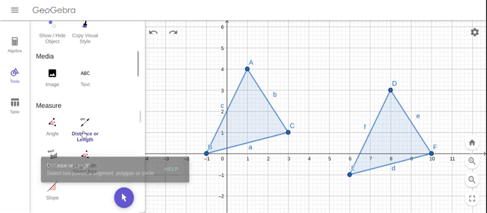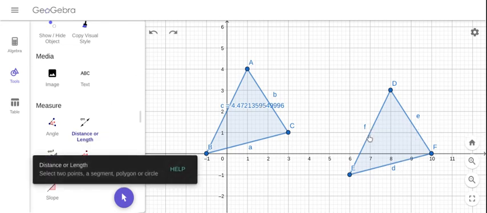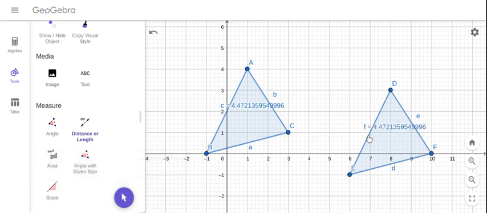So for that, I would like to find out the distance between AB, that is 4.47, and this side DE. Visually, it looks like it is similar to AB. So I'm just going to go for side DE here and measure the distance. And the side length is 4.47, right? So one side is similar. What about the other side?